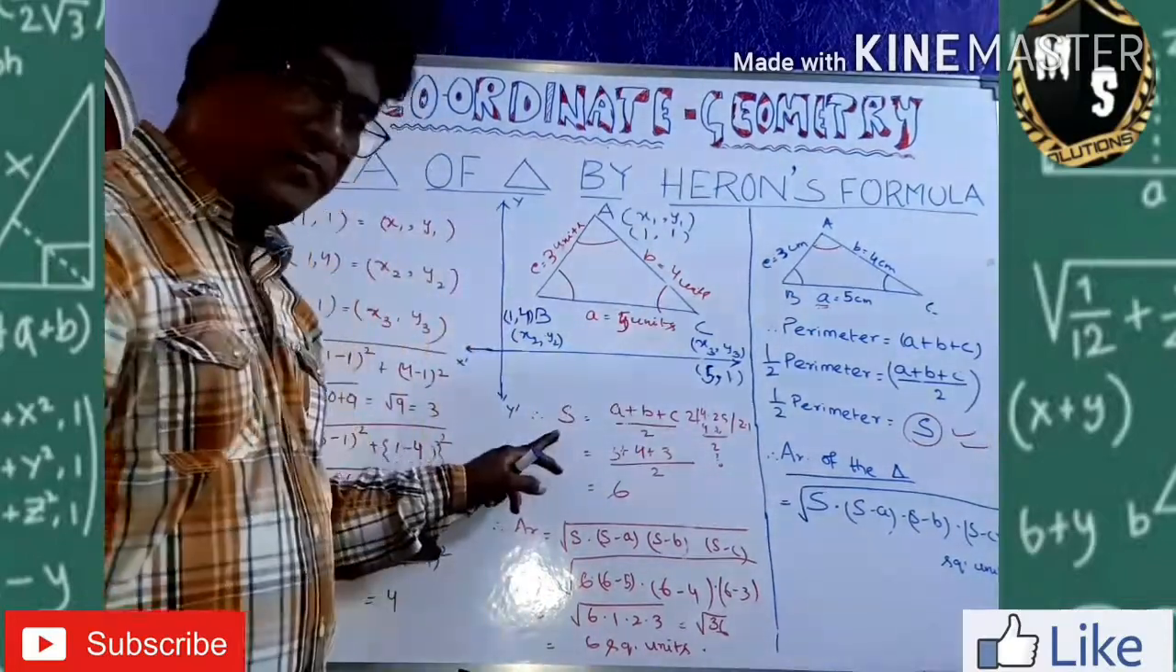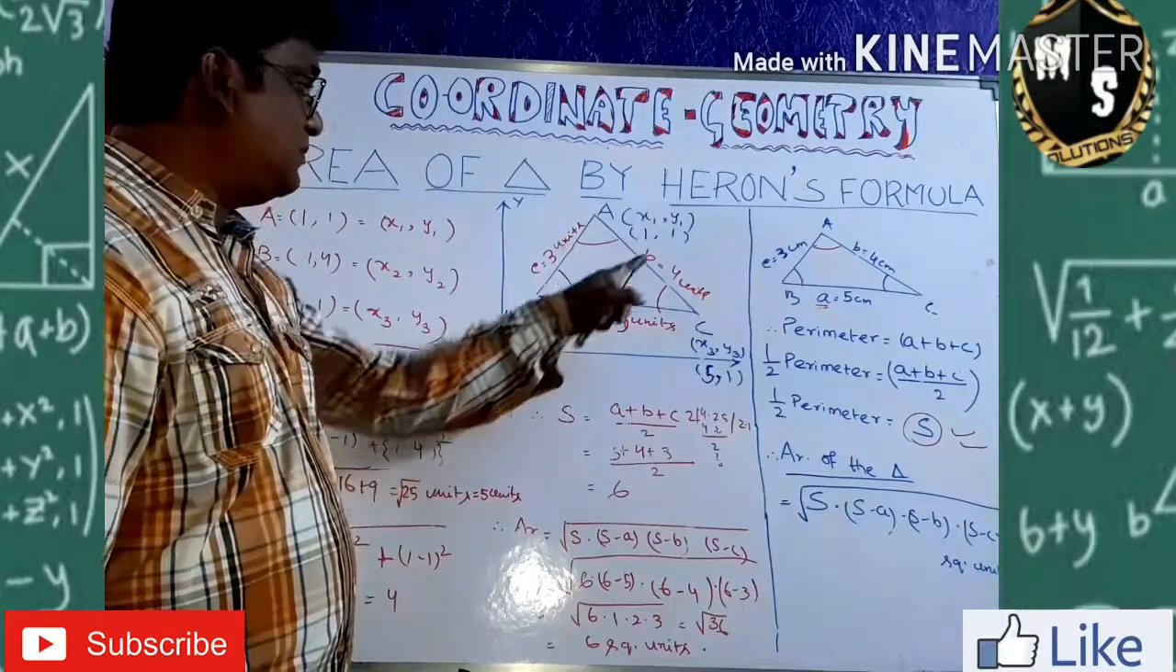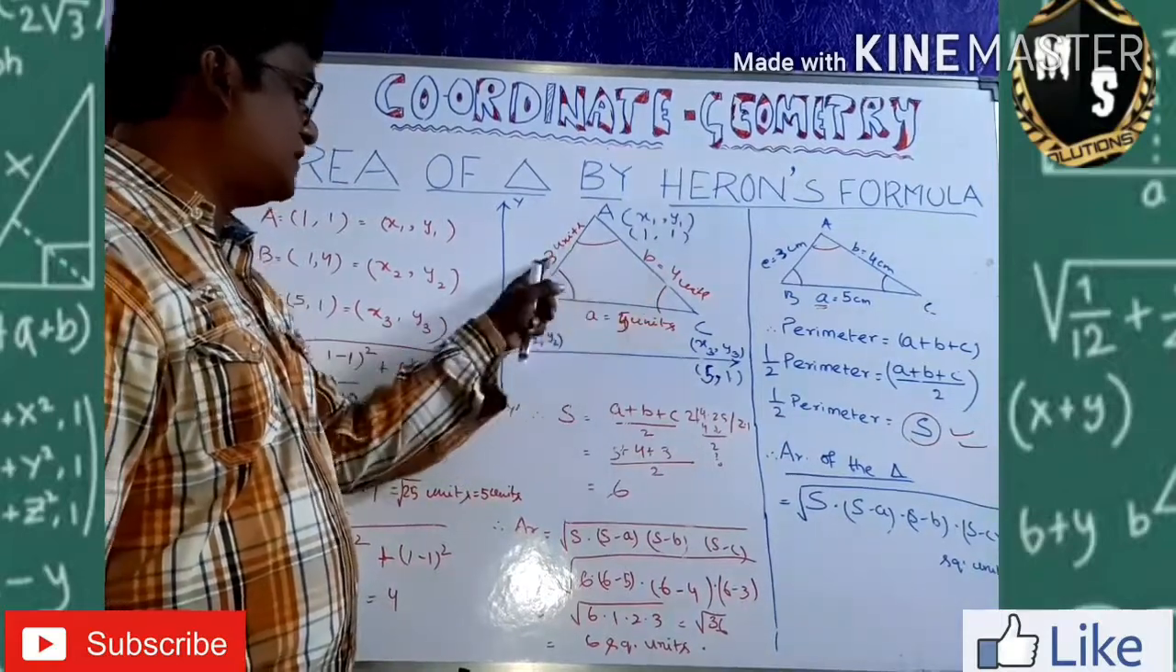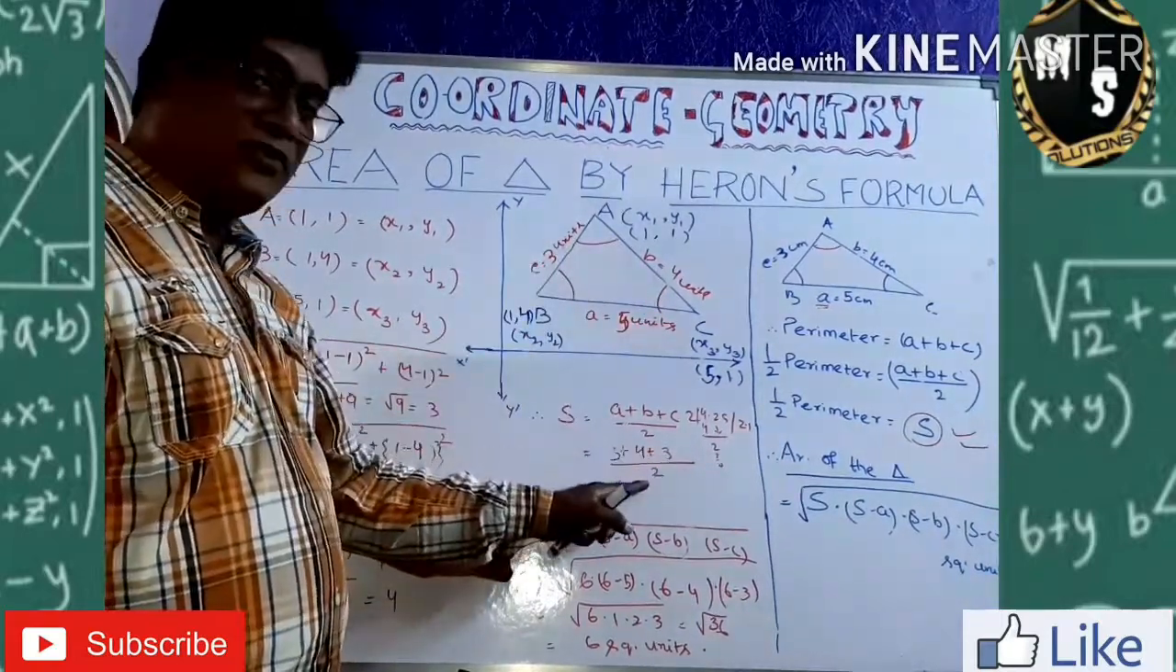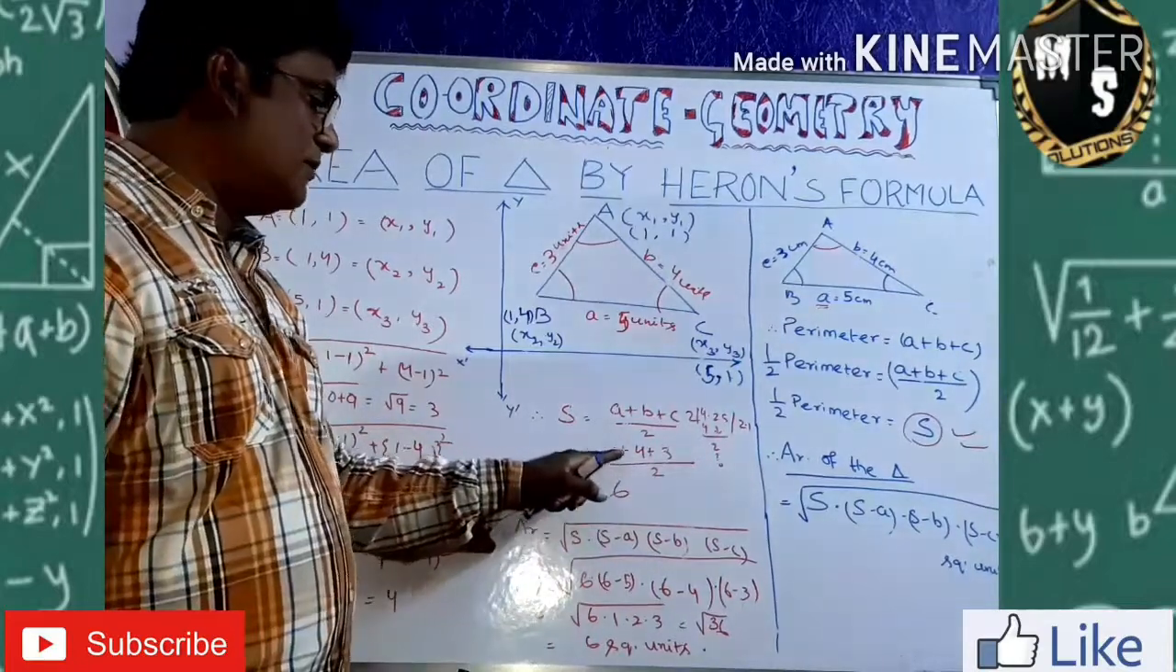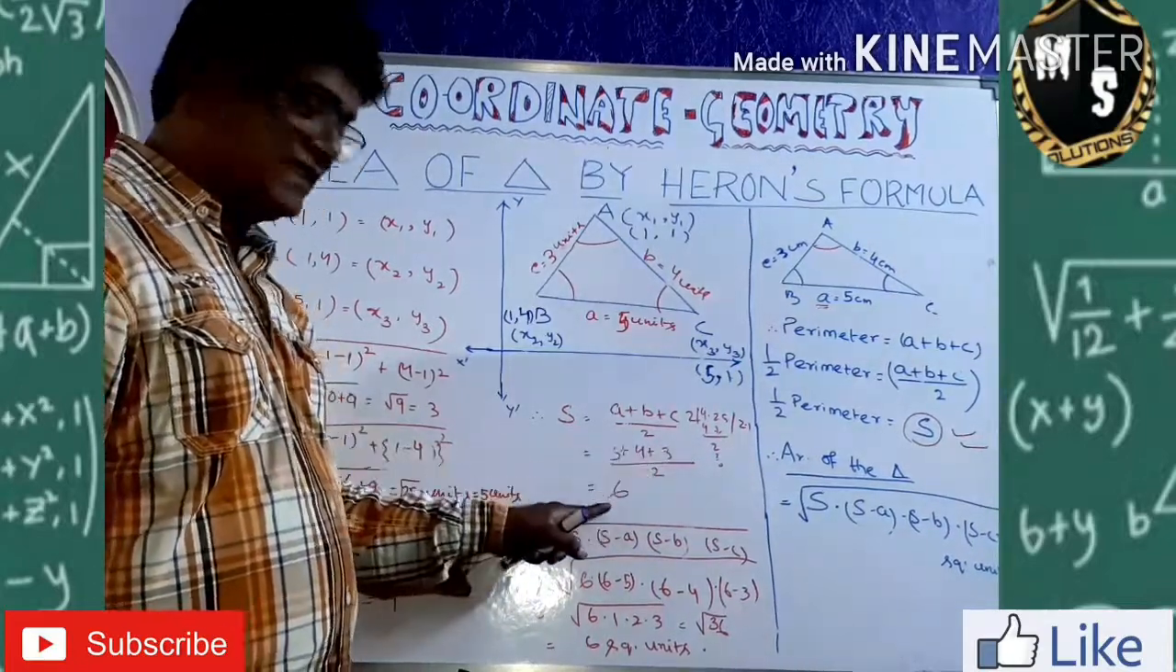Now what will be your half perimeter? A plus B plus C by 2. 5 plus 4 plus 3 by 2. 5 plus 4, 9 plus 3, 12 by 2, 6.